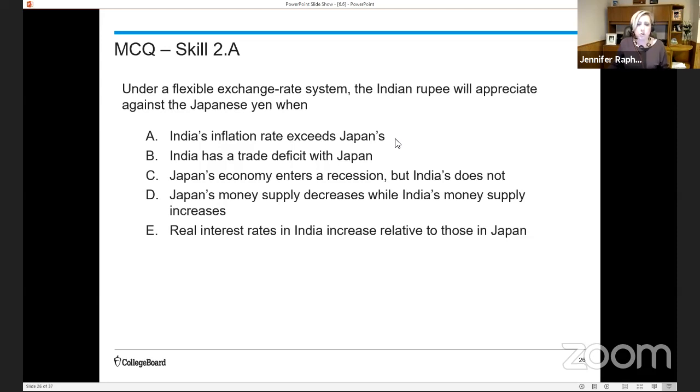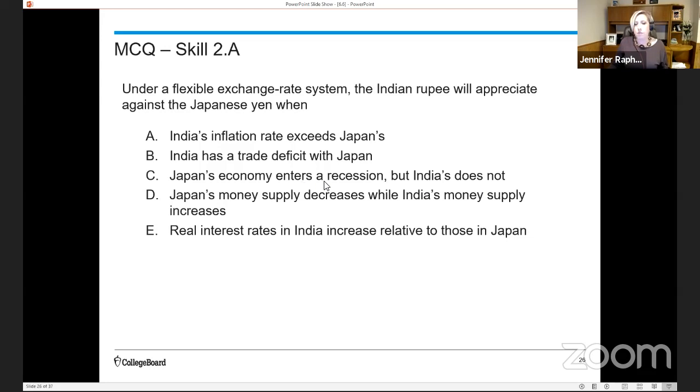Now, a trade deficit in and of itself doesn't cause currency values to fluctuate. So just having a trade deficit doesn't cause a change in economic behavior. Now, what if Japan's economy enters a recession, but India's does not?